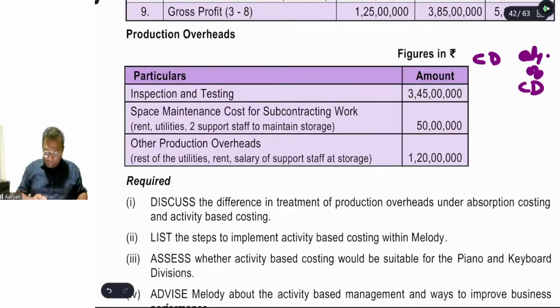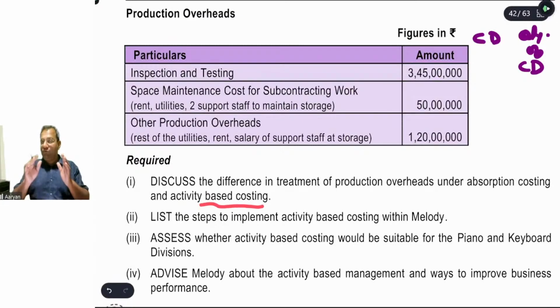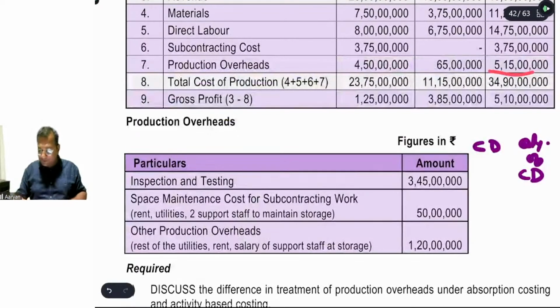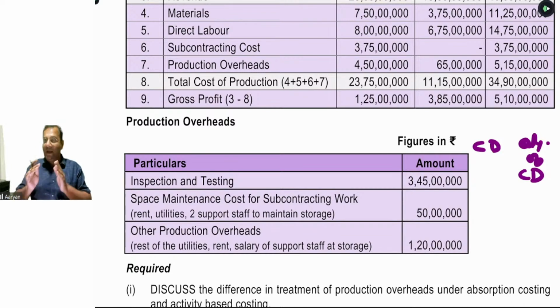Okay, so what we have to do under ABC, we will bifurcate the total production overhead of 5 crore 15 lakh into three parts. Activity number 1, inspection and testing. Activity number 2, space maintenance cost. Activity number 3, other production overhead, and find out the recovery rate. And based on this recovery rate, we will decide how much service has been consumed by each of the products related to the 3 activities, and on that basis we will charge the product. You have to write all of this in full detail.